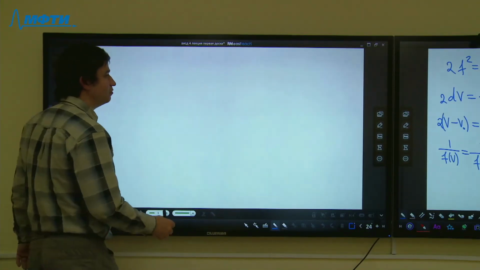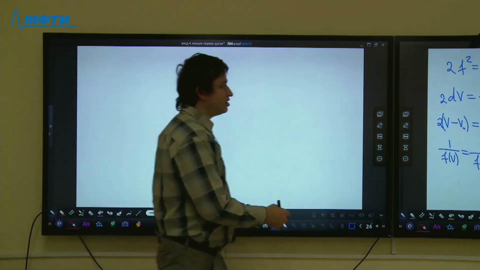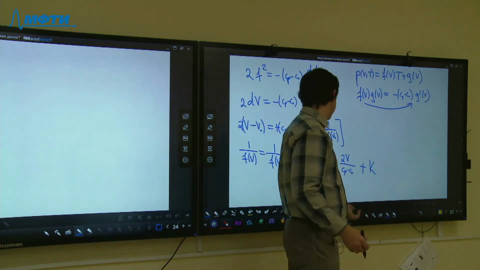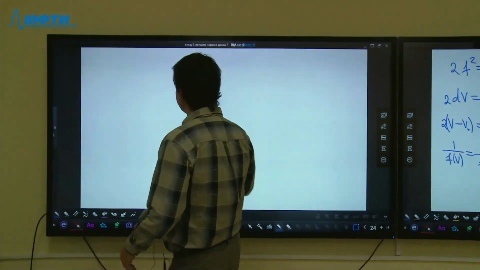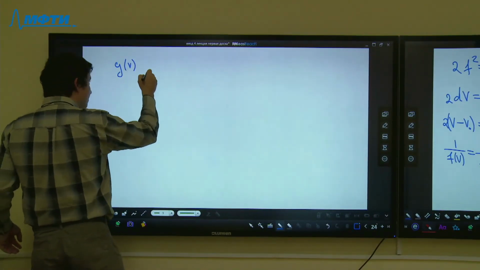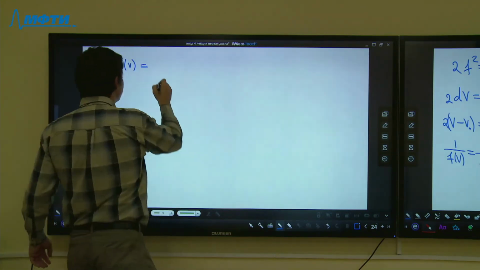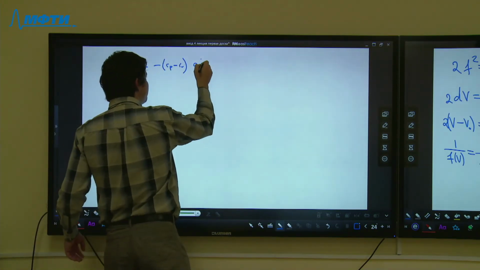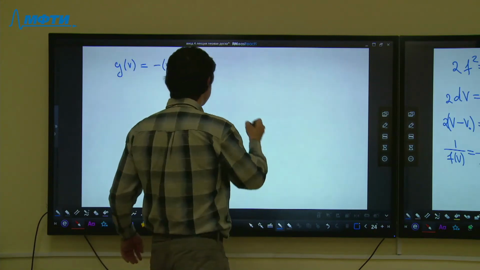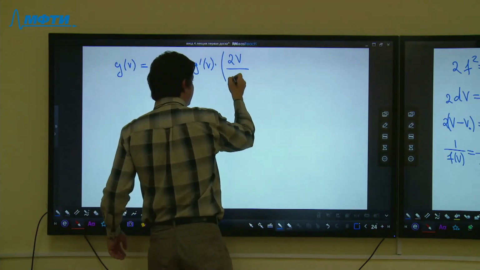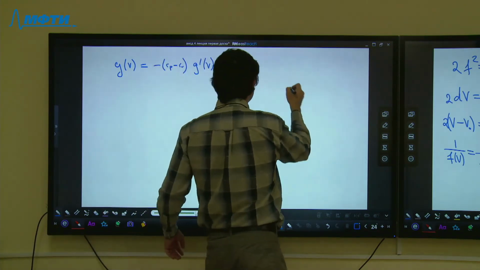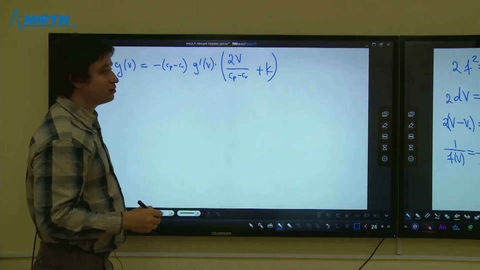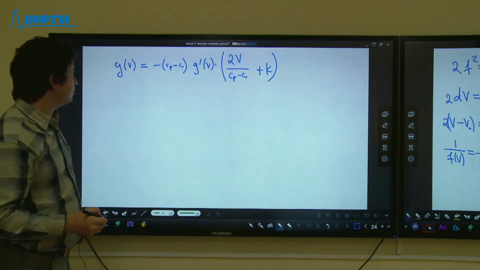So now we have the following. I can take this f of V to the right-hand side here. That would transform f of V to 1 over f of V, which I have in this equation. So I can write that g of V equals minus Cp minus Cv times g prime of V times 2V over Cp minus Cv plus constant K. Okay, that is it. We are already quite close to the final.